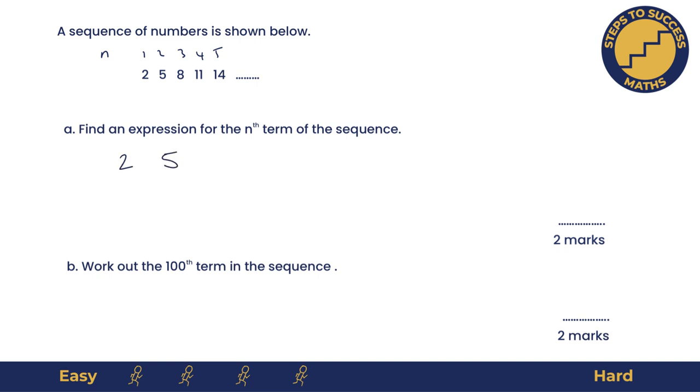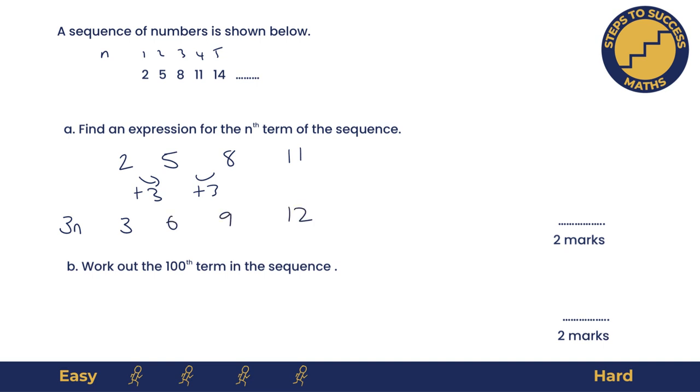If you look at how much it goes up by each time, you can see it's going up in 3s. So that means it has something to do with the 3 times table. So 3 lots of n, 3 times table. You just write out your 3 times table underneath your sequence. 3, 6, 9, 12, 15.